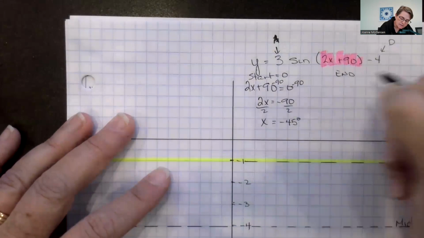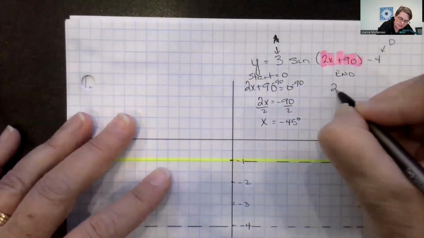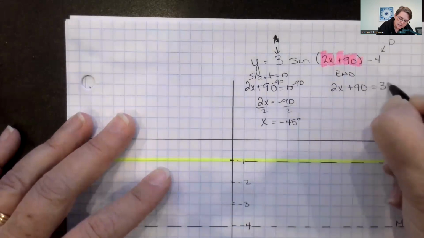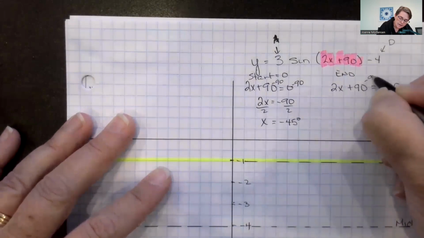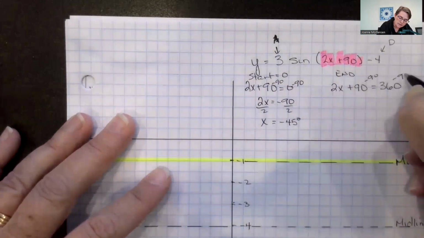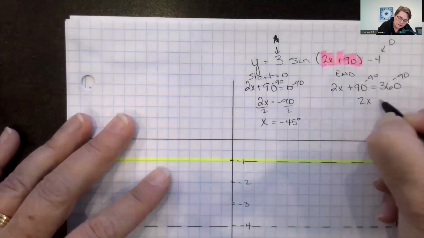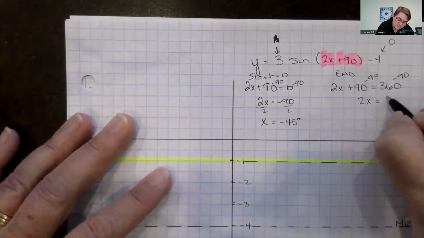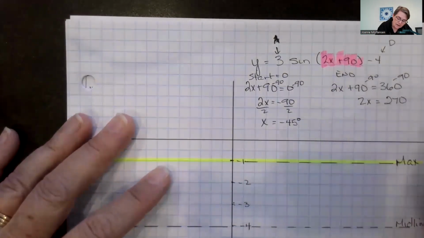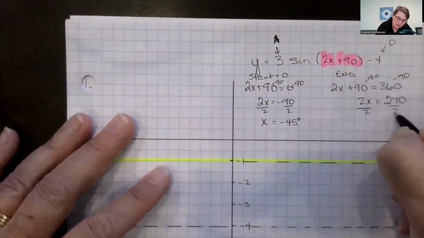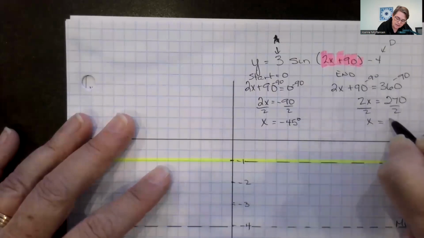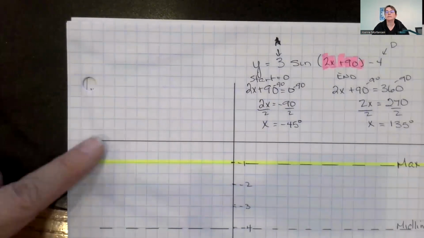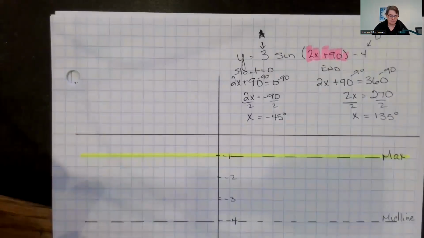And I have my end. 2x plus 90 is equal to 360, minus 90, minus 90. X is equal to 270. And divide by 2, x is equal to 135 degrees. Okay, ta-da! There we go.